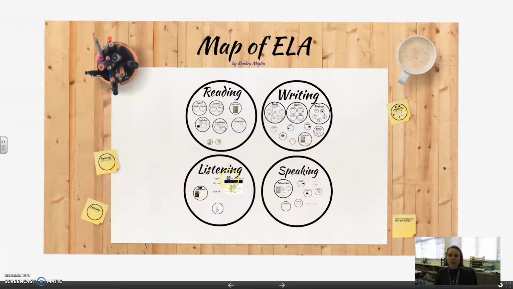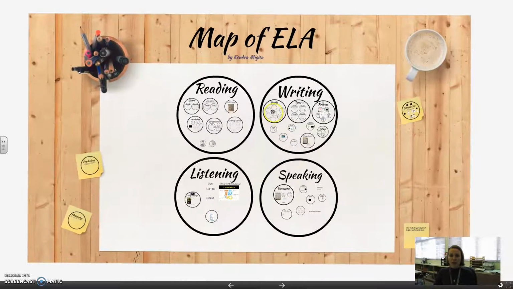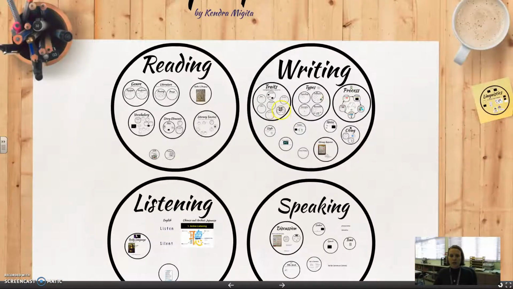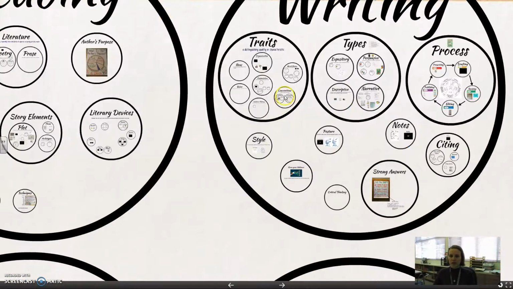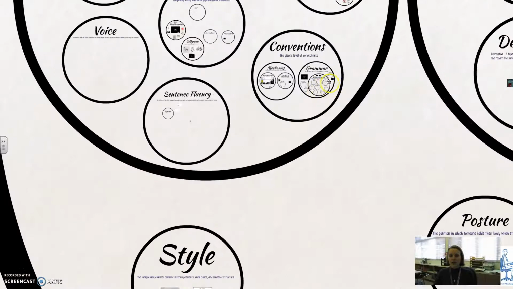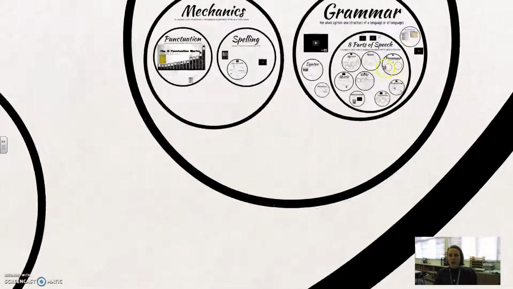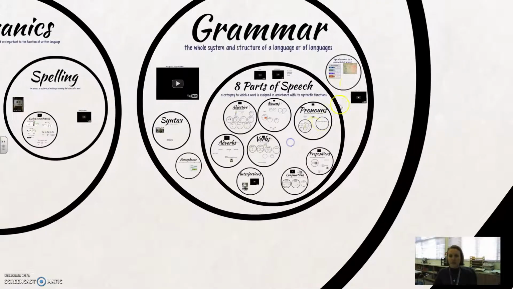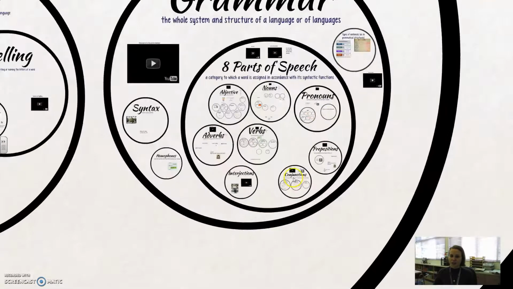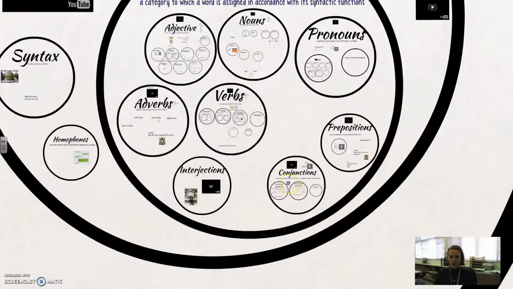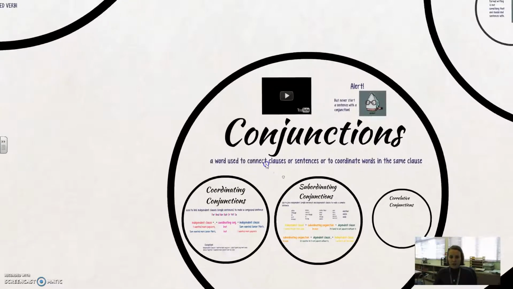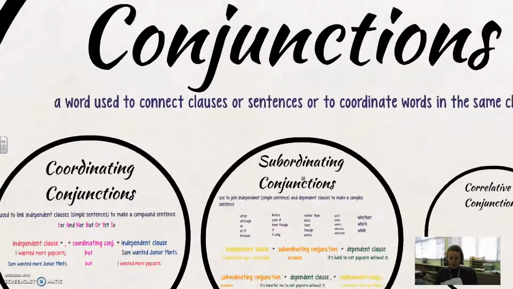Today we are going to do a quick review on the subordinating and coordinating conjunctions. Now on our map we can find that under writing. We go to traits, we go to conventions, and it is a grammar aspect of the types of conjunctions. Therefore we go to the conjunctions part. Now there's two types. Let's start with subordinating conjunctions.